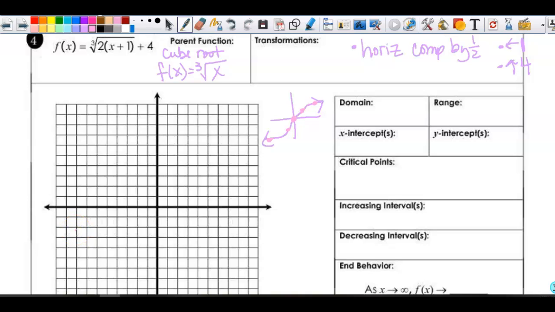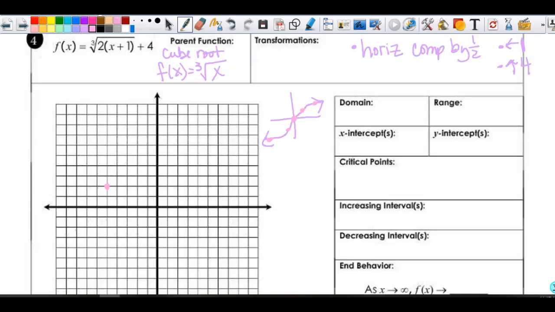Then I have a horizontal compression by 1/2. So my x value is -8. Multiply that by 1/2, I go to -4. So then 1, 2, 3, 4. So here's where I am now because my x value got cut in half. And then I move to the left 1 and I move up 1, 2, 3, 4.